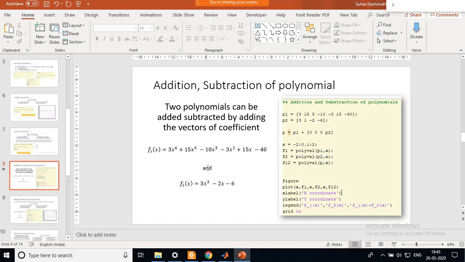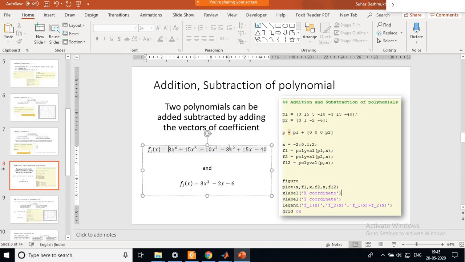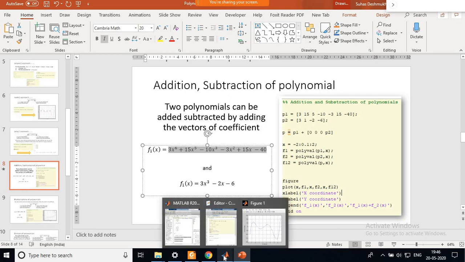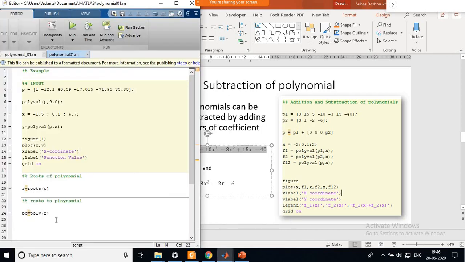In that case, what is to be done? This is nothing but the coefficients. Once we know the coefficients, you can correlate with another one and add it up. So here I will now define two polynomials.